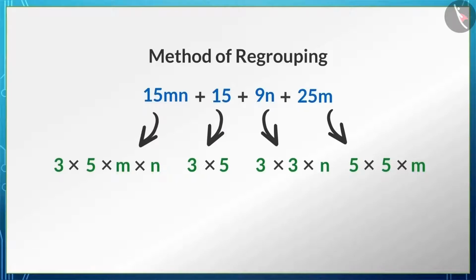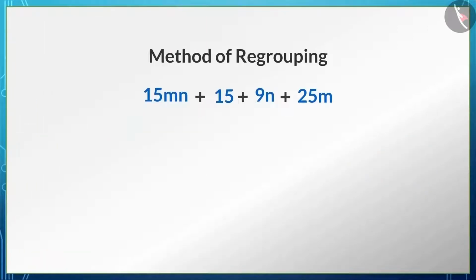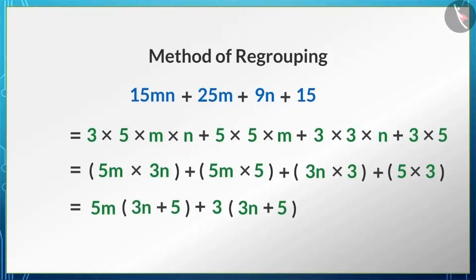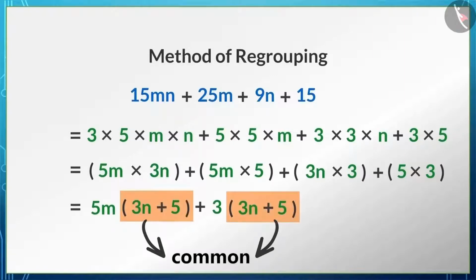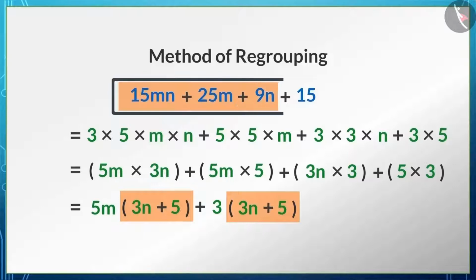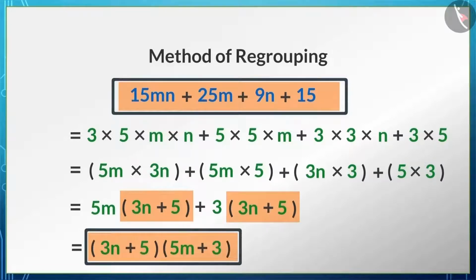But we can see that 5m is common in the first term 15mn and fourth term 25m. And 3 is common in the third term 9n and in the second term 15. So we will rearrange these terms in this way and write them as factors. Now you can see that 3n plus 5 is common. So we write it in the same manner. Hence the factors of the algebraic expression 15mn plus 25m plus 9n plus 15 are (3n plus 5) and (5m plus 3). Thus we have learned to factorize by regrouping method.